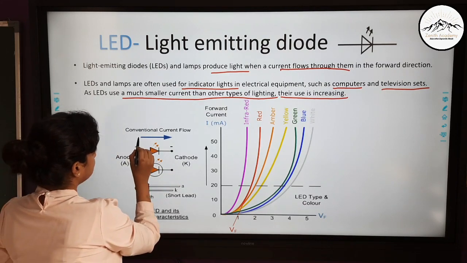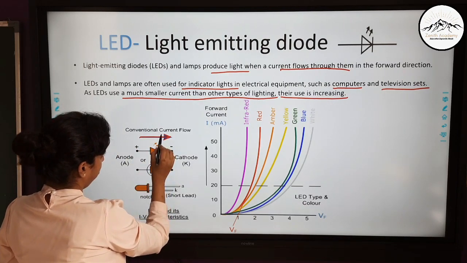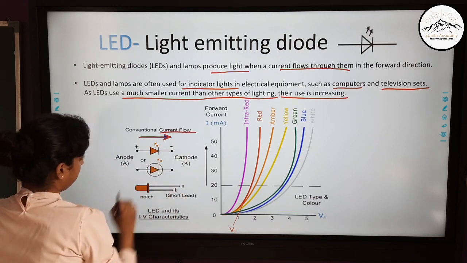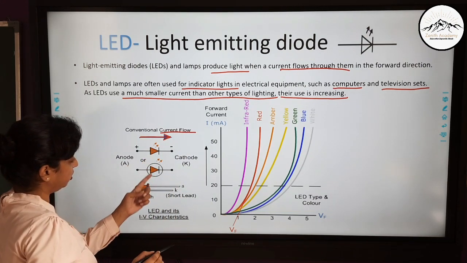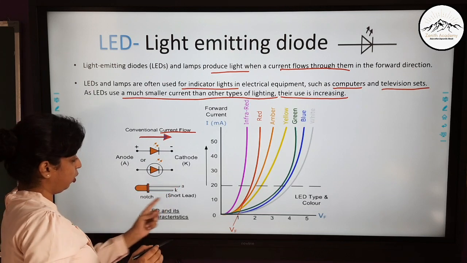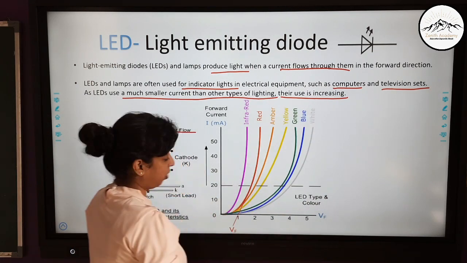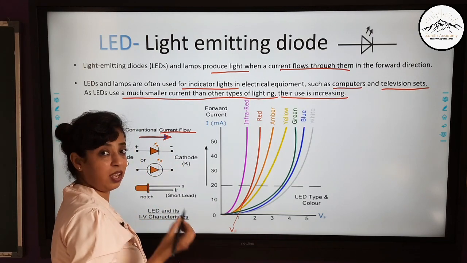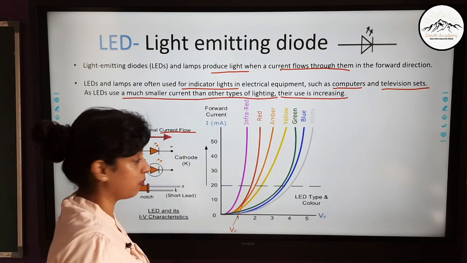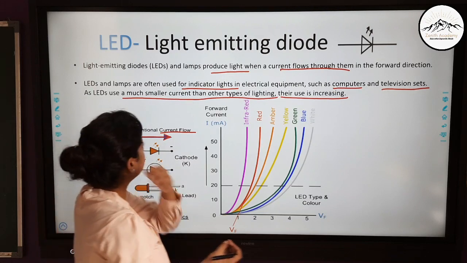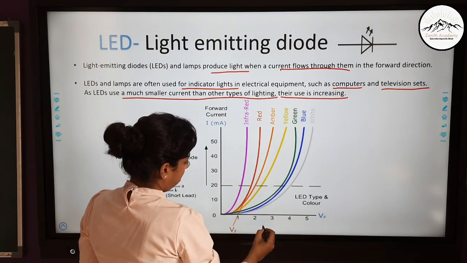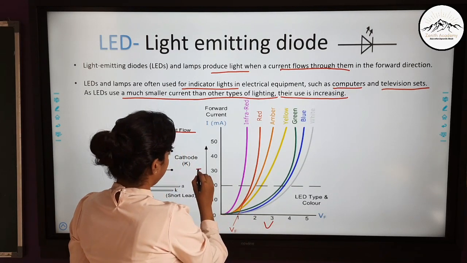So you know that this is the conventional direction of flow of current. You can represent it like this or this, and this is how it looks. And you all know that it comes in a variety of colors because different LEDs emit light of different wavelengths. So you can see here the voltage and current relationship.